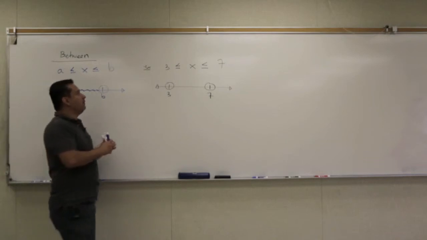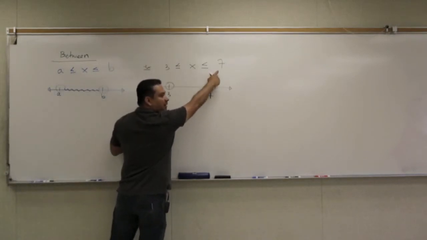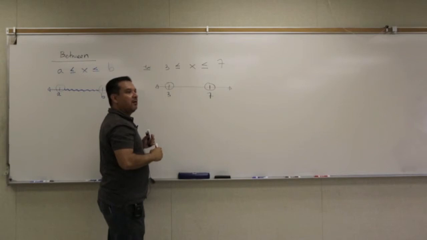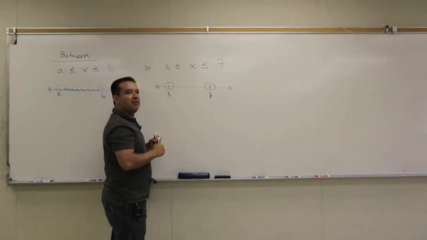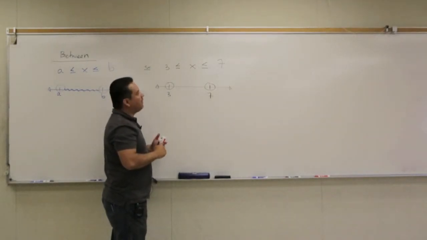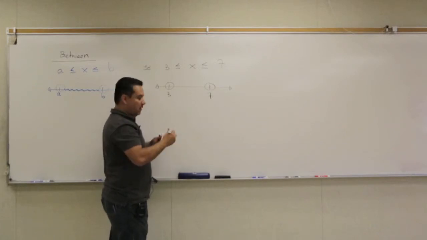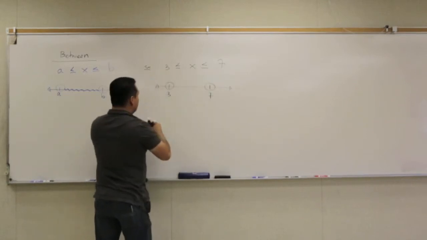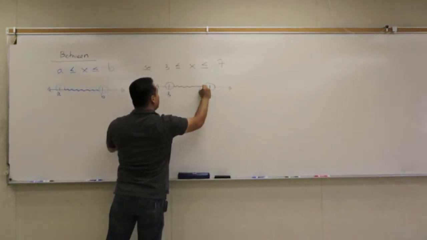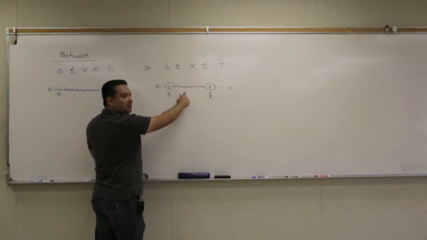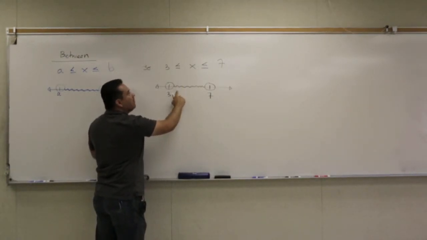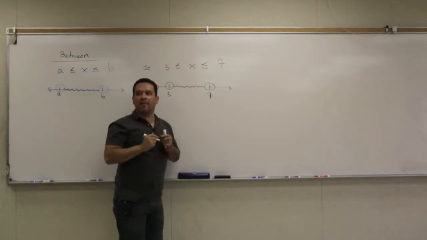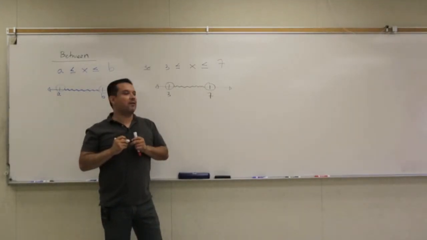In particular, numbers between 3 and 7, aren't there a lot of numbers between 3 and 7? Like what numbers? 4, what else? 5, what else? 6. How about 6.3? 6.893? 6.217? The point is, we're going to shade the numbers that are between 3 and 7. This shaded portion represents numbers that are between 3 and 7. Okay, you guys okay with this?